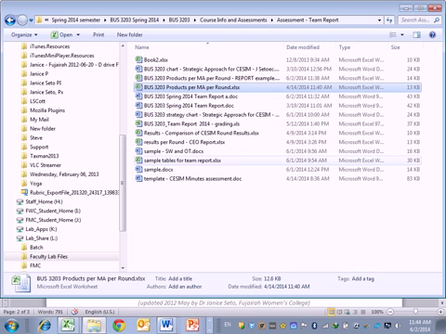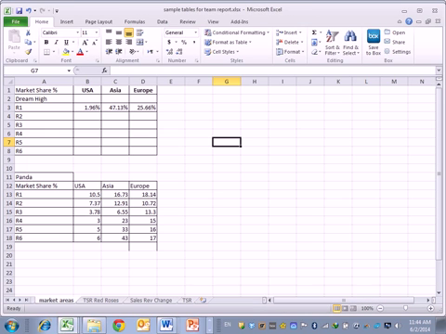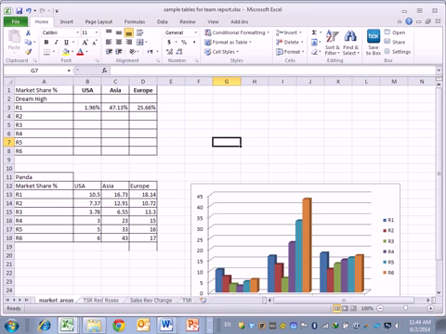So I think I've got the results. Right. It says sample tables. So I'm pulling this up. So for market areas, this is from last year's class. Marwa, are you okay? Yeah.